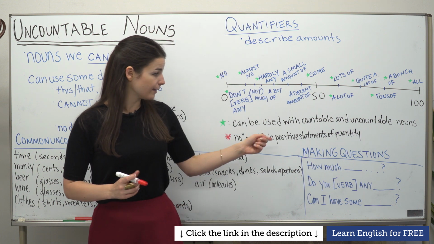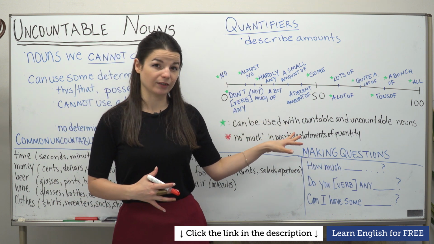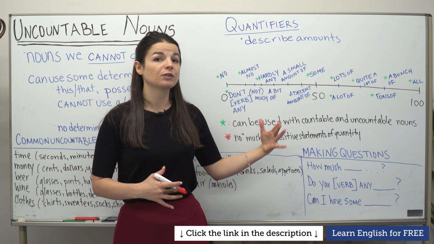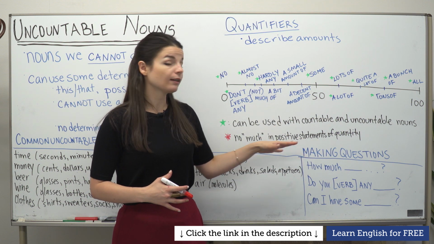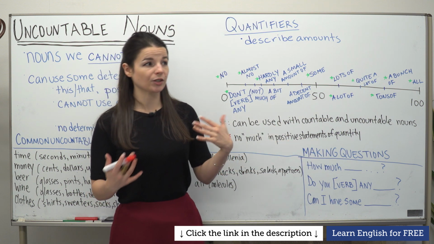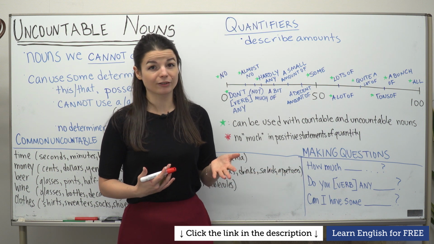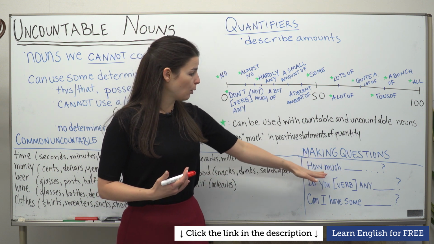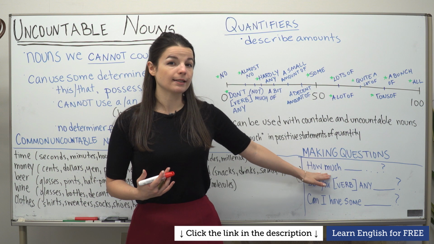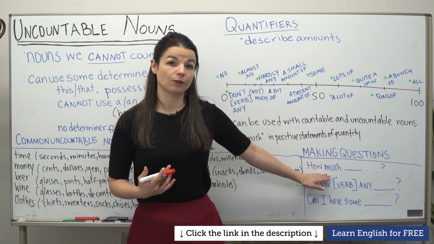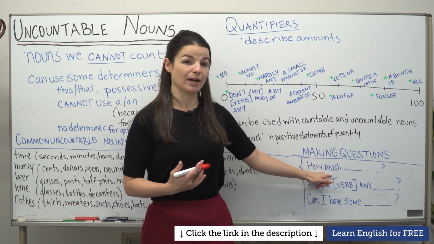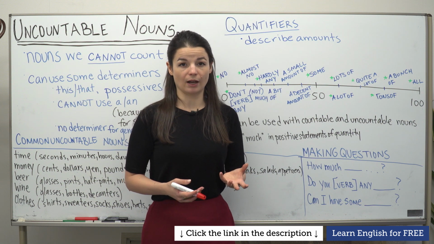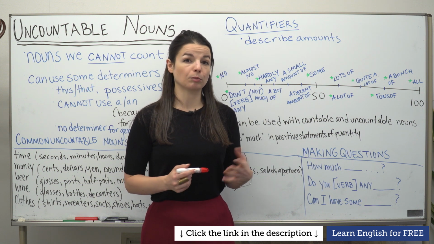Okay, next let's head over to how to make a few questions. So similar to countable nouns, we can use uncountable nouns to make information questions, to make requests, to make offers. But one key point here is when you're asking a quantity question with an uncountable noun, you need to use much. So when you're using a countable noun, you should use how many plus the plural form.